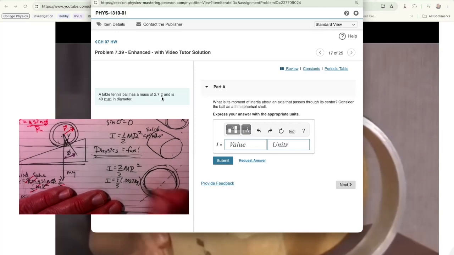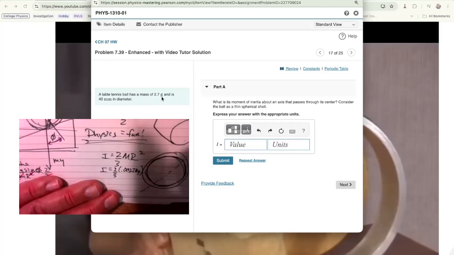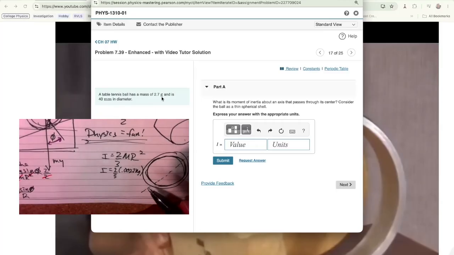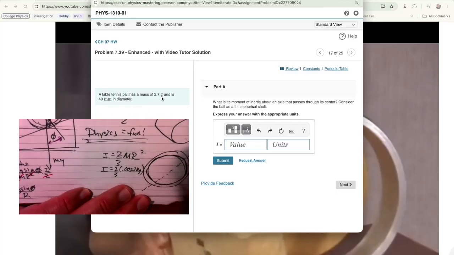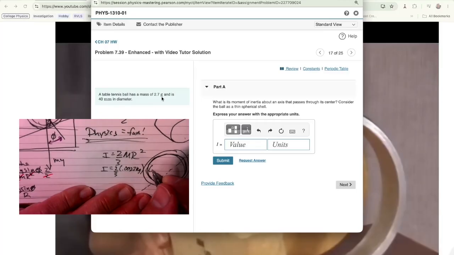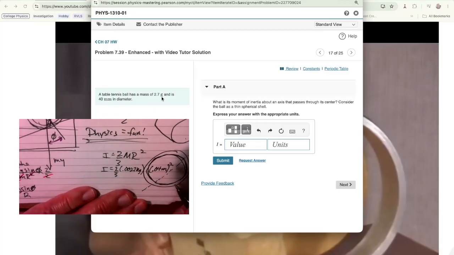Okay, we're going to switch colors. There we go. All right. So I'm just plugging the numbers in here that it gave me. 40 millimeters in diameter. That 40 millimeters, I need to convert into meters. That's the same as saying 4 centimeters, and we're going to have to multiply in here. That is going to be 0.04 meters squared. Okay. And did I do that right? Yeah, I think it's right.